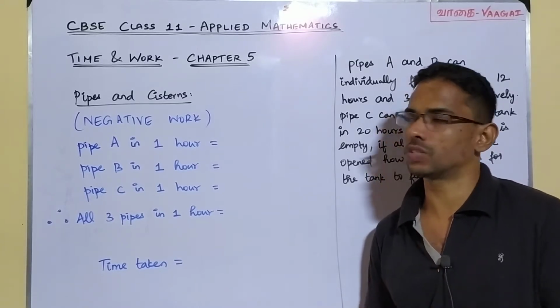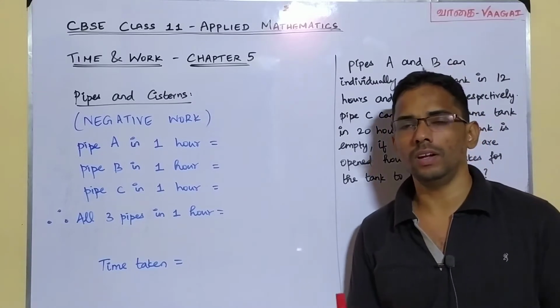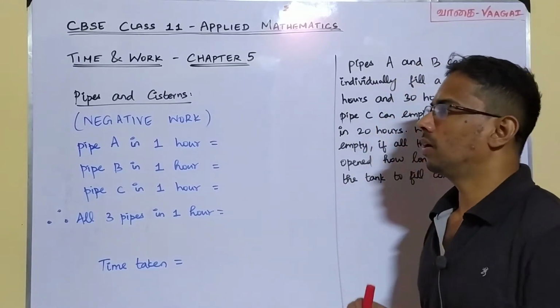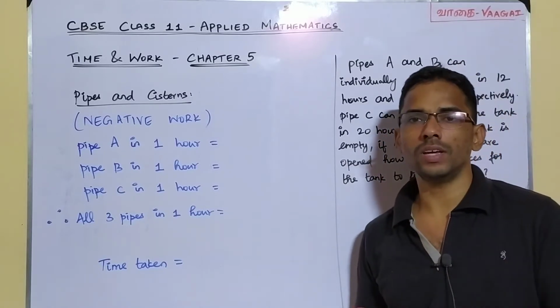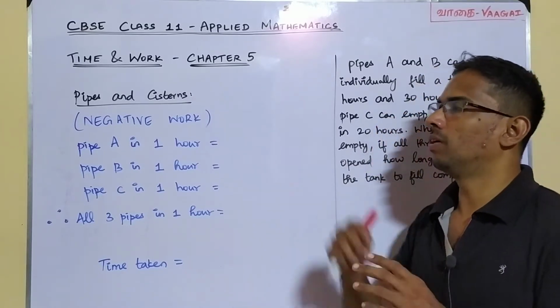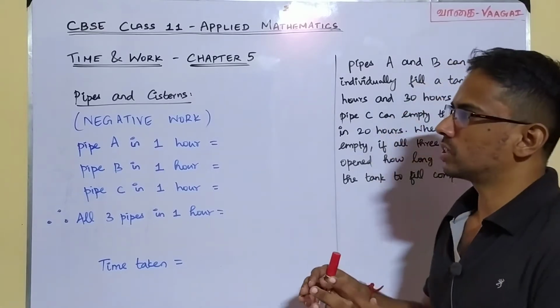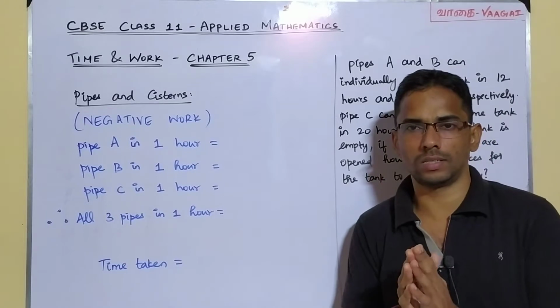This is a playlist where you can find video lessons for CBSE Class 11 Applied Mathematics. So after 4 chapters in time and work, now we are into chapter 5. This is going to be the last chapter of time and work, and here we are about to see a topic which is called pipes and cisterns.